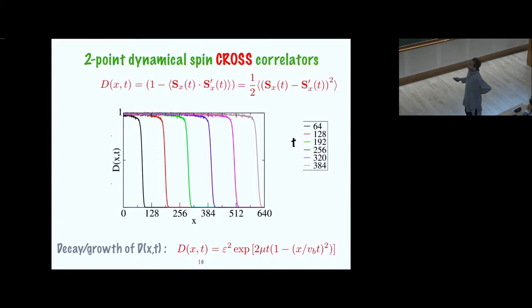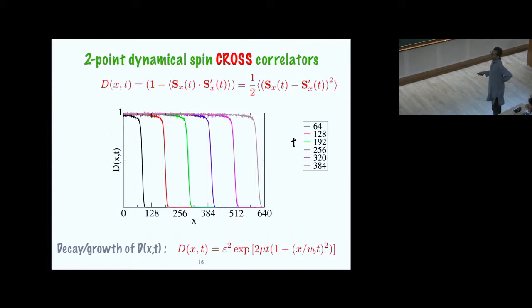Some more details. One can look at how D(x,t) looks as a function of x at different times. If one fixes time, say t equal to 182, and looks at the profile, the information which started from x equal to 0 has reached a certain x, and after that it exponentially decays, and the spread of this front increases in space as I increase time.